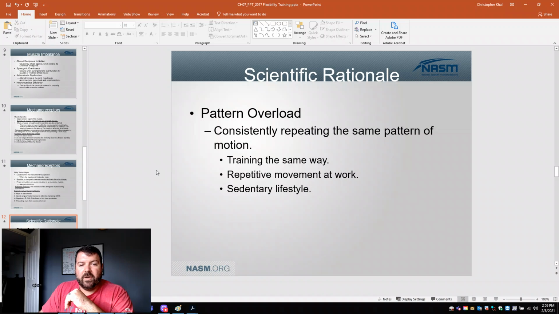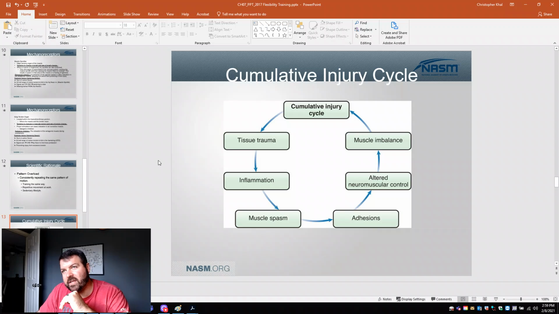All right, now we're talking about pattern overload. That's consistently repeating the same pattern of motion, training the same way, repetitive movements at work, and a sedentary lifestyle. We don't want a lot of this pattern overload. It's a lot of what we do in our normal day-to-day lives.